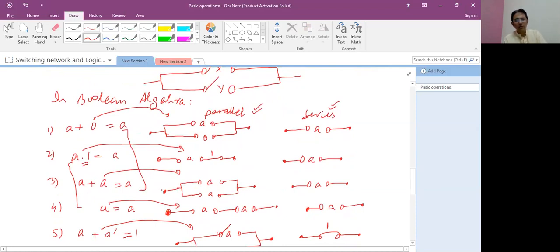A plus A is equal to A. It is another law of Boolean algebra. It means it is in parallel form when the operation is addition. So A plus A, both are closed on both sides, in parallel form. But when we consider multiplication, the circuit is in series form. So we write A only on the right hand side.